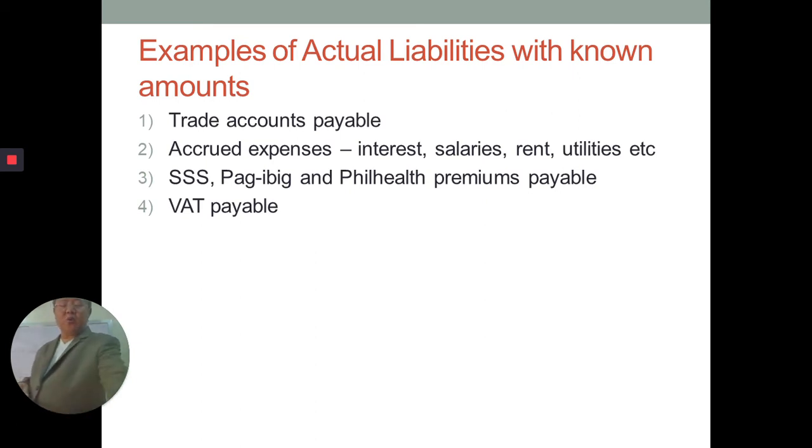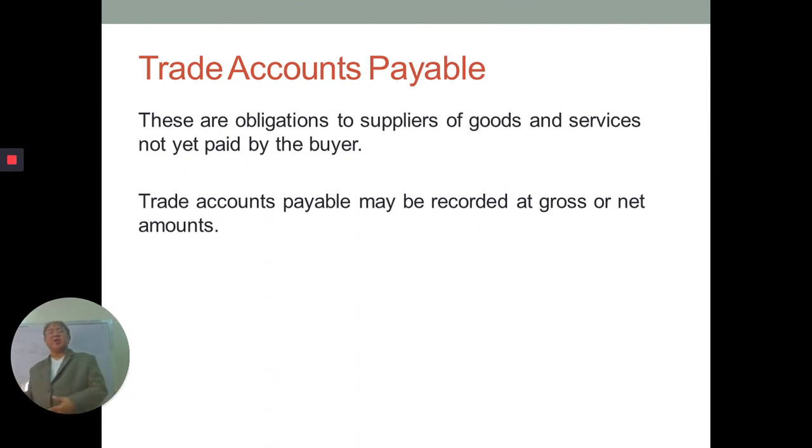Okay, so trade accounts payable. So when you order something from your vendor or supplier and you haven't paid for the order, then there is a trade accounts payable. That is your obligation to transfer resources to your supplier as a result of a purchase transaction that happened in the past. Okay? Now, trade accounts payable may be recorded, as you know, in your inventories at gross or at net amount.